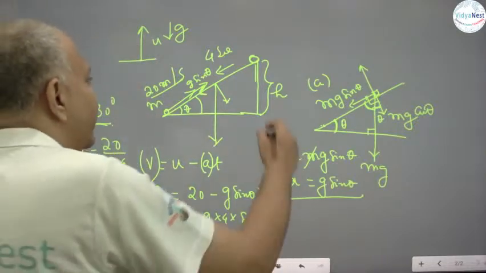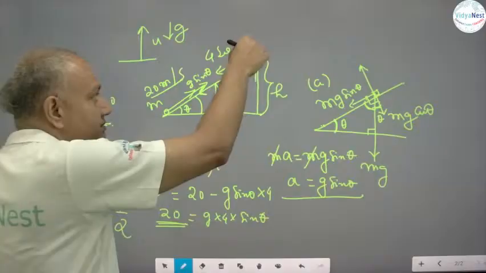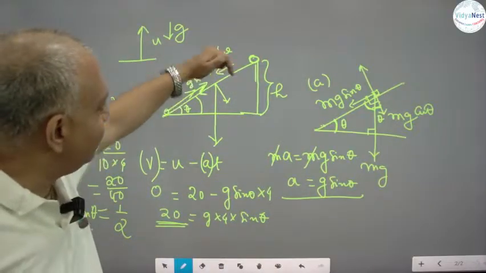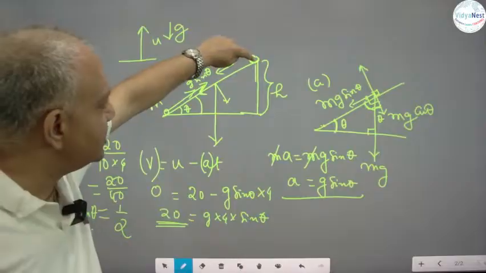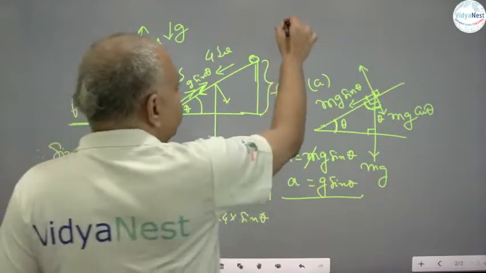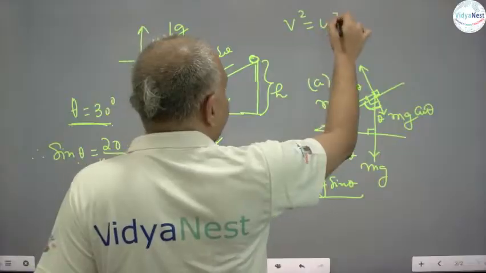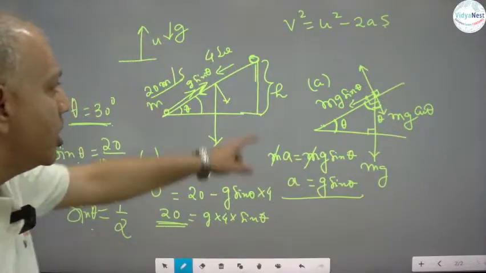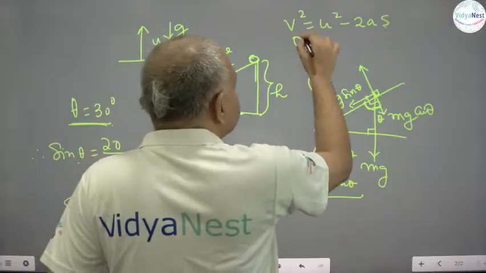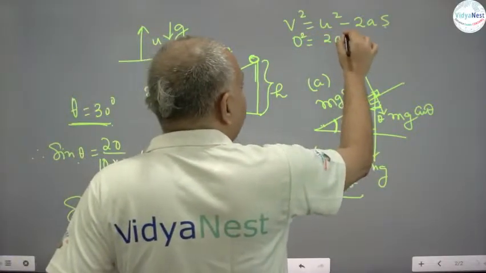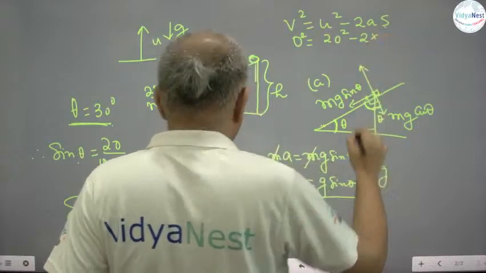Whenever it reaches the maximum height, the velocity is 0, because it is going up and g sine theta is acting downward. So at this position the speed becomes 0. So v square is equal to u square minus 2as. What is the final velocity? 0. U is 20. So 0 square equals 20 square minus 2 into a.